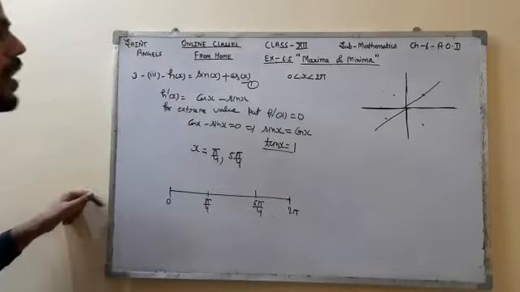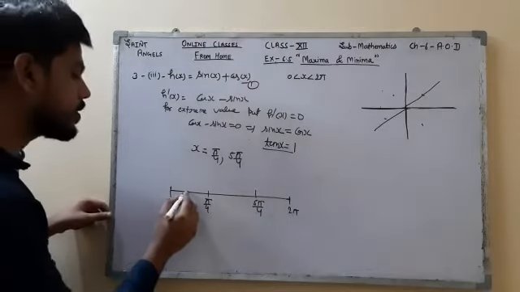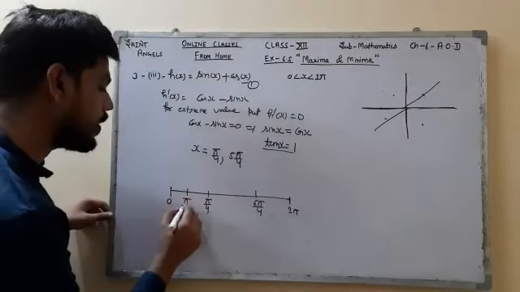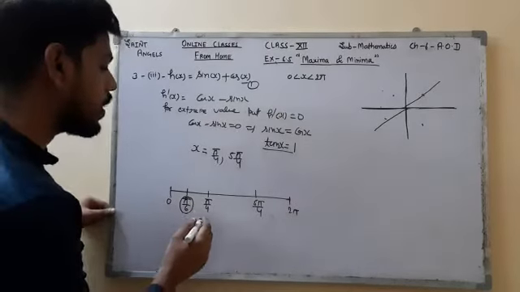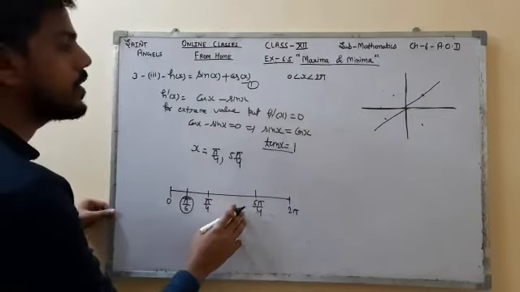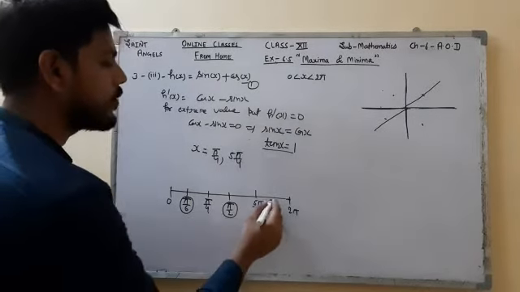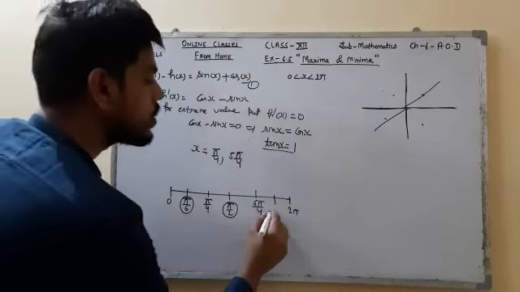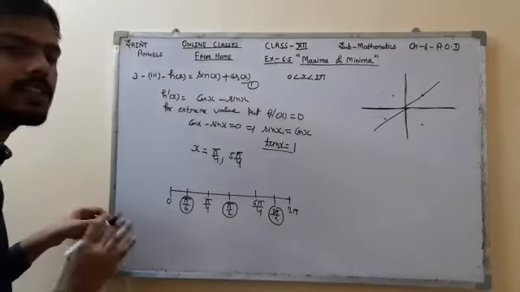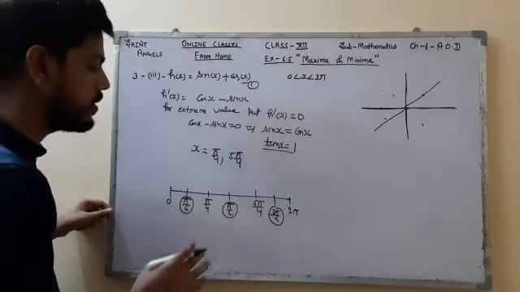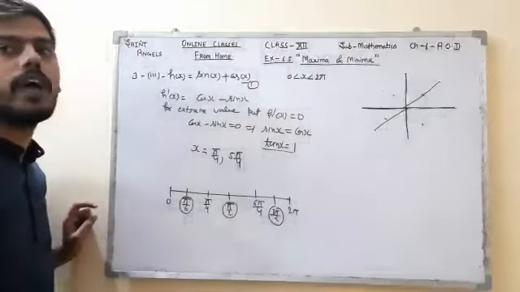Now for this interval I am taking pi by 6 as my test value, for this one I am taking pi by 2 as my test value, and for this one I am taking 3 pi by 2 as my test value. All the steps are similar. I hope you can solve it. I have shown the critical points. Now please pause the video and note it down.